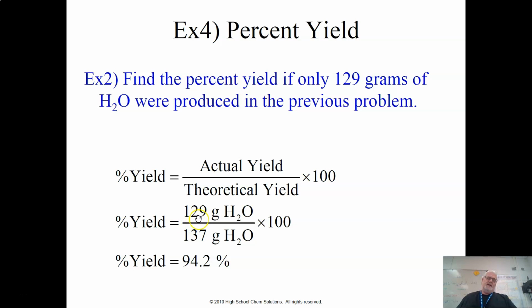So that's 129, which is what we actually got, and in theory should have gotten 137. We're pretty close. Notice this is 3 sig figs. 1, 2, 3, 1, 2, 3, 1, 2, 3. So 94.2% yield. And that's all you have to have for the unit is just percent. You don't have to write percent yield again at the end. Just the percent is okay for the units of measure.